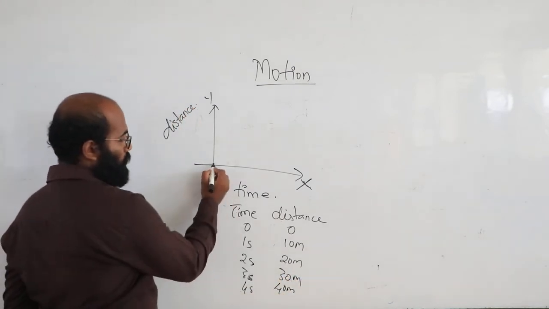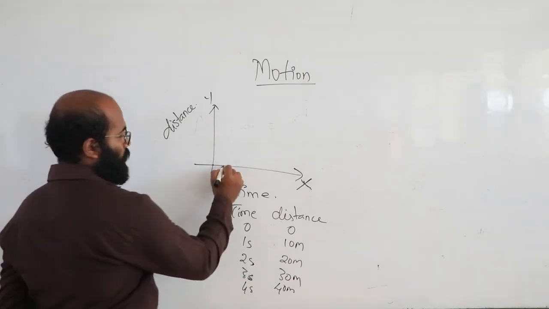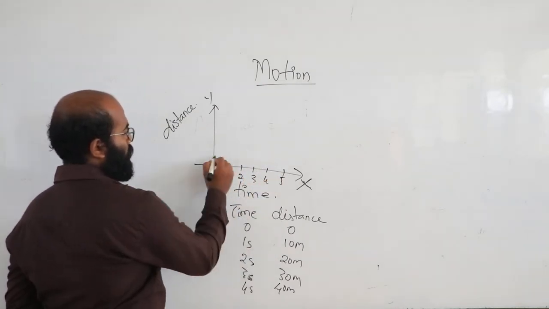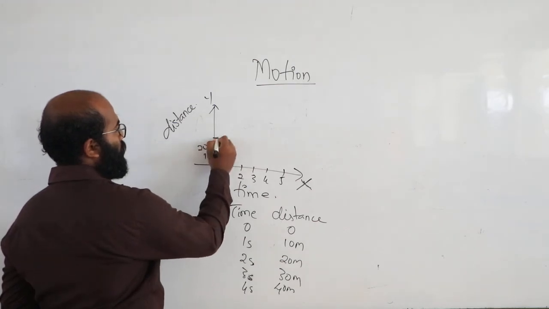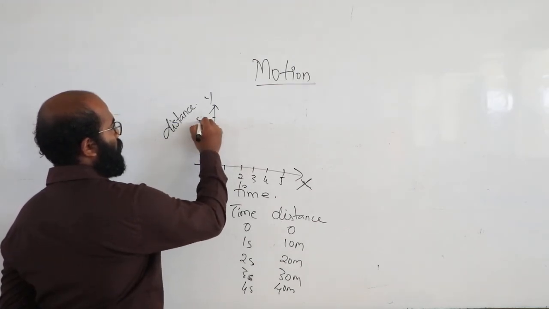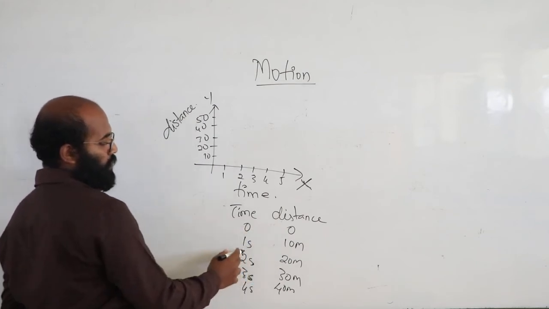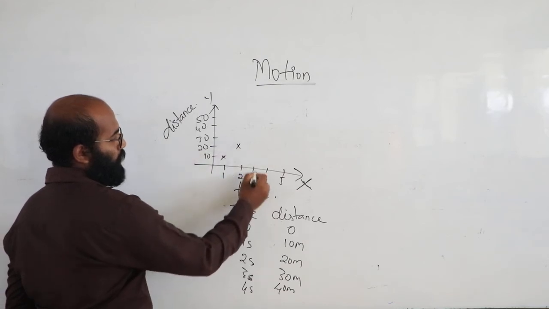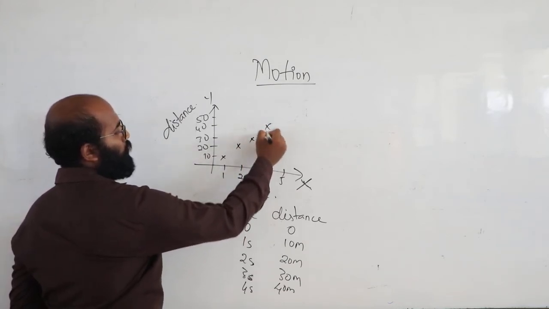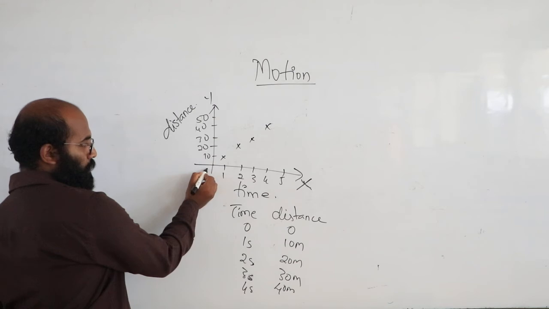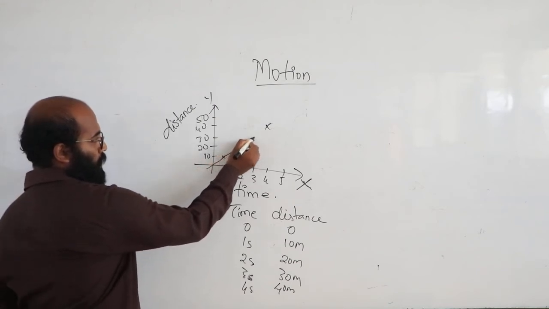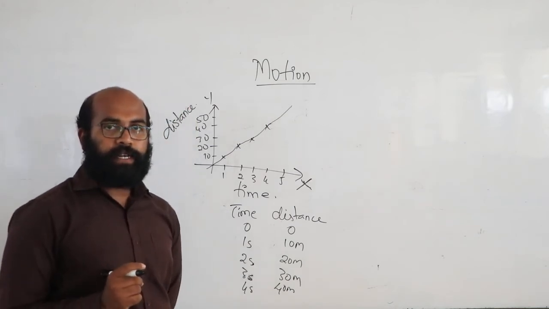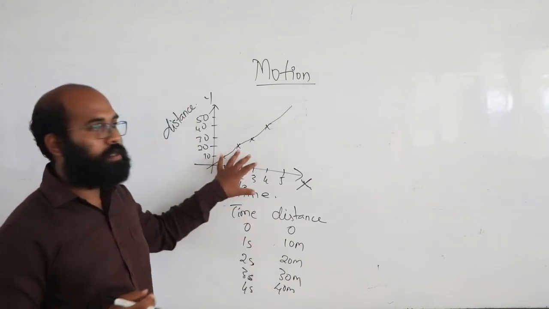So at time 0, distance is also 0. So 1, 2, 3, 4, 5 for time, and here 10, 20, 30, 40, 50. So in 0 it is 0, in 1 second it is 10, in 2 seconds it is 20, in 3, 30, 4, 40. So when I draw a line, it will become a straight line. So if any object is traveling in uniform motion, this is how the graph will be.